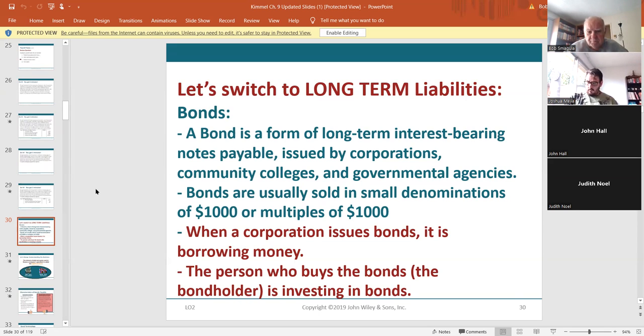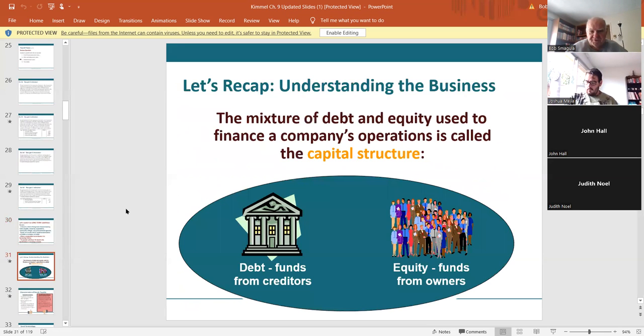So what's a bond? You're borrowing money. The person who buys the bond, the bondholder, invests in the bonds. Here they're repeating a slide from earlier, but I'll go over it one more time. Companies can raise money two ways, by debt, which is what we're doing in this chapter. These companies want to borrow money to raise money as opposed to issuing stock to the public, okay?